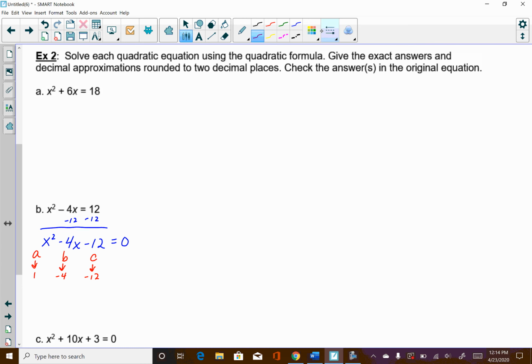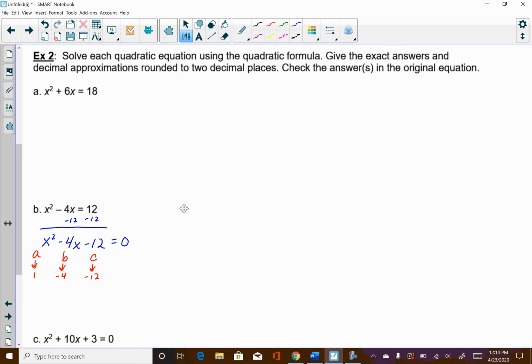Now, like I said, you're ready for your quadratic formula. It says opposite B, so the opposite of negative 4 is going to be positive 4, plus or minus square root B squared. So take that negative 4, square it, minus 4 times A, which is 1, times C, which is negative 12, all over 2A, so 2 times 1.